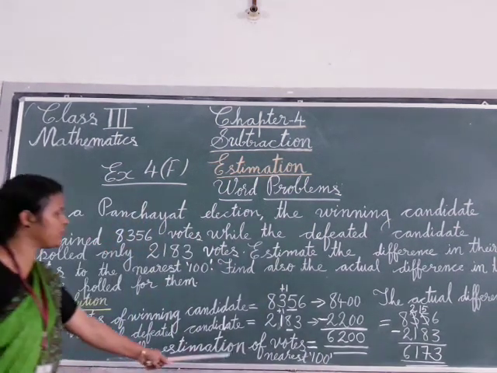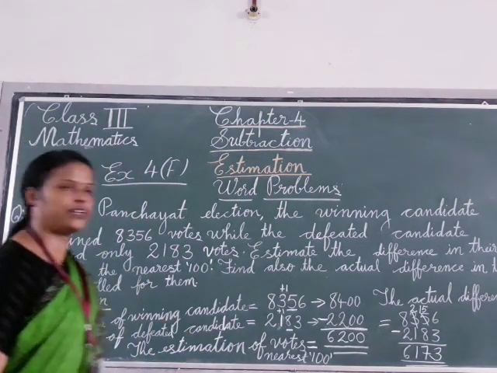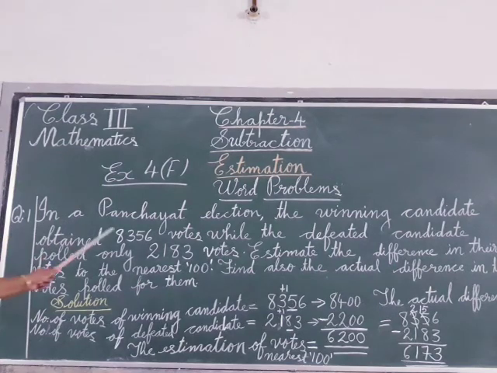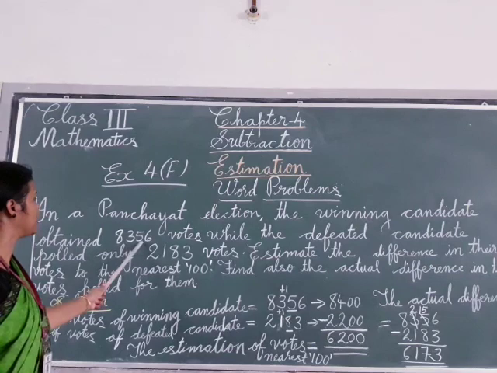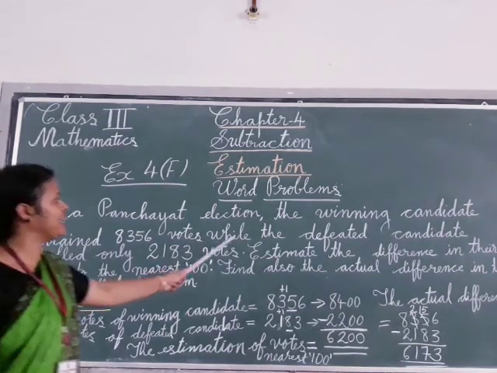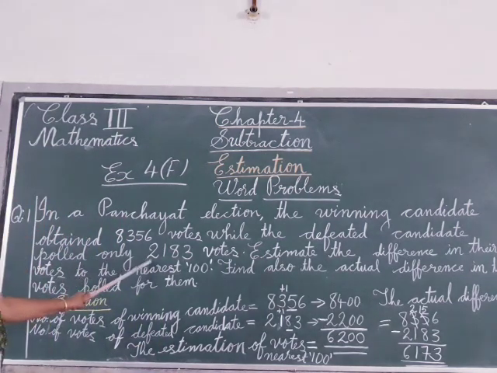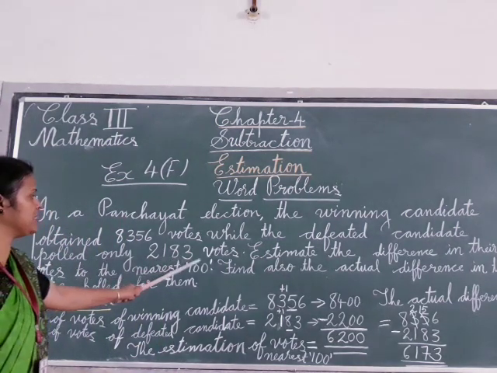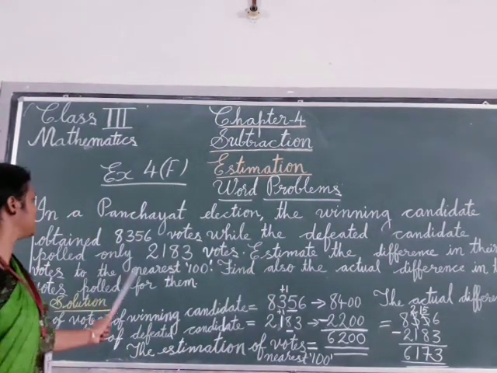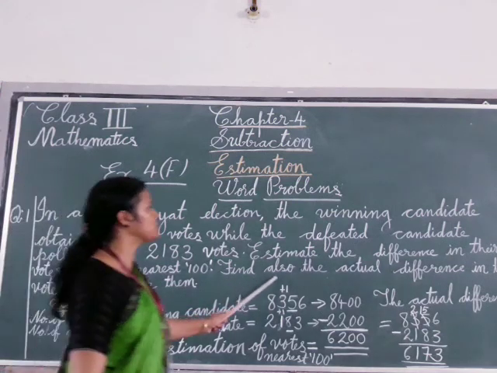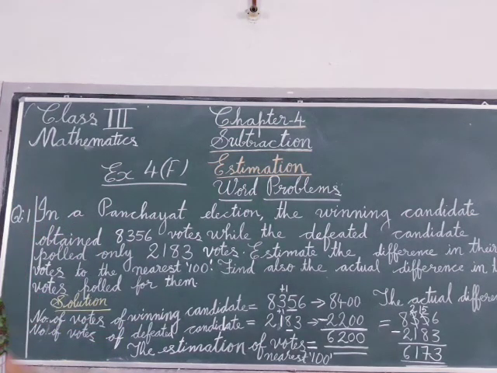The estimation of votes to the nearest 100 is equal to 6,200. Once again, read. In a panchayat election, the winning candidate obtained 8,356 votes, while the defeated candidate polled only 2,183 votes. Estimate the difference in their votes to the nearest 100. Find also the actual difference in the votes polled for them.